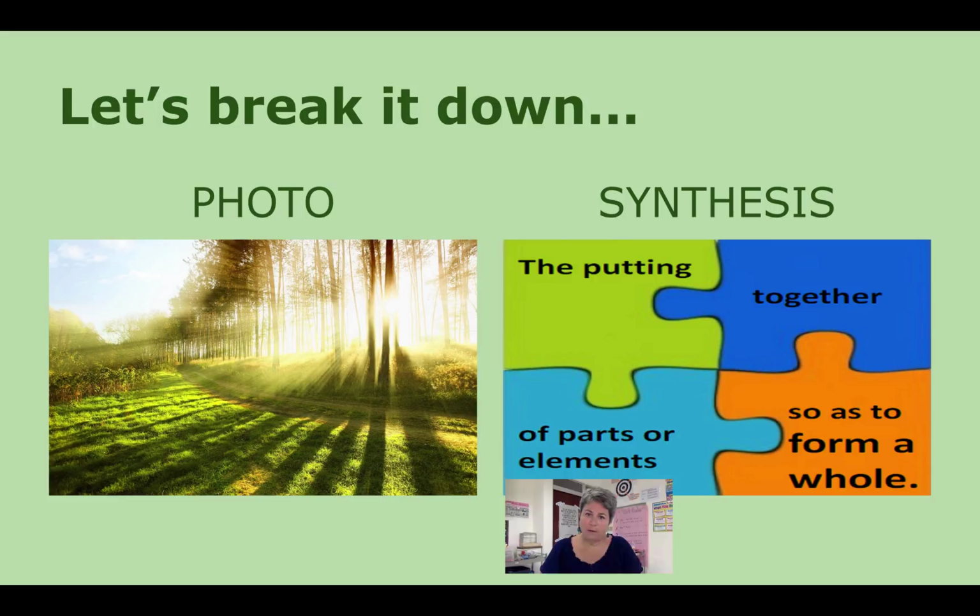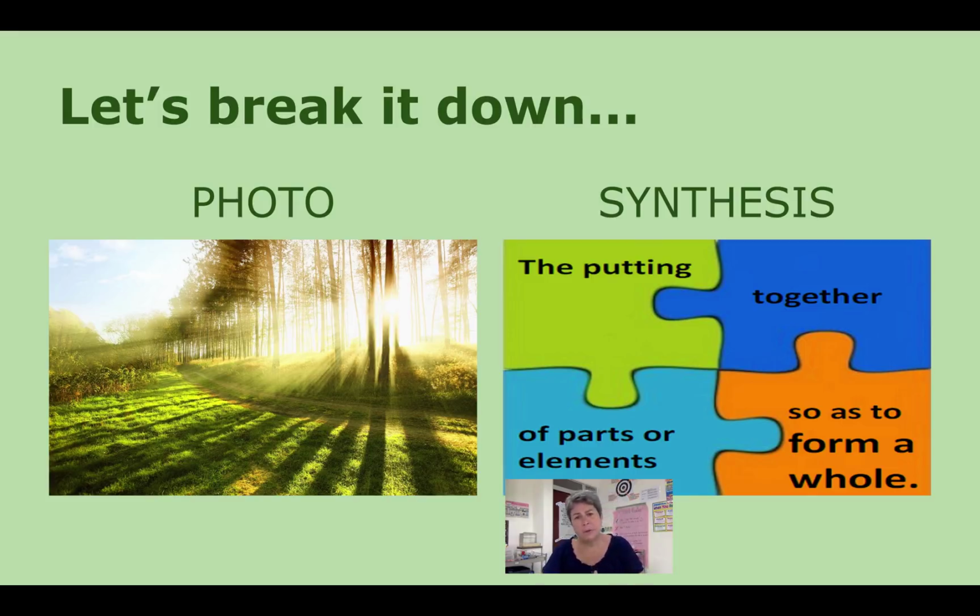So the first part, photo, means light. And when we're talking about photosynthesis in plants and producers, we know that light is important, it's vital for photosynthesis to happen. And typically we're talking about sunlight. So we'll talk about how plants and other producers are able to get that light energy, use the light energy.